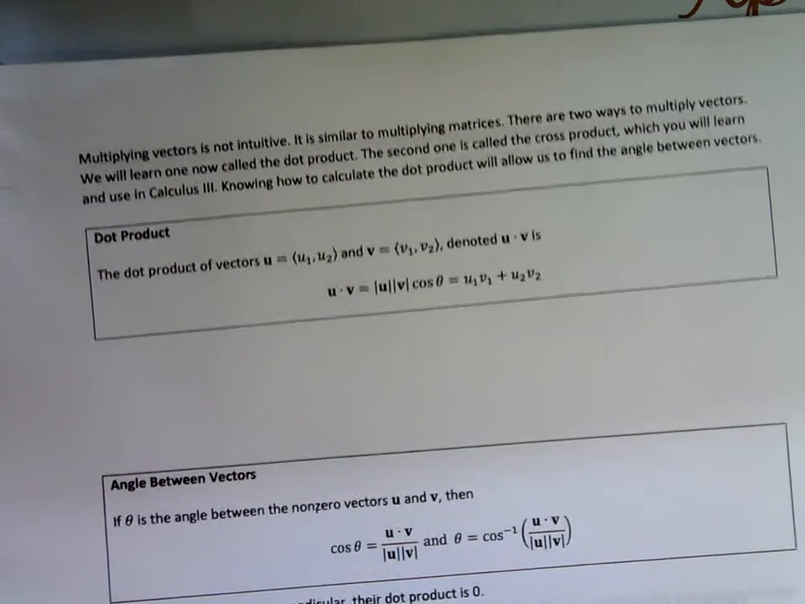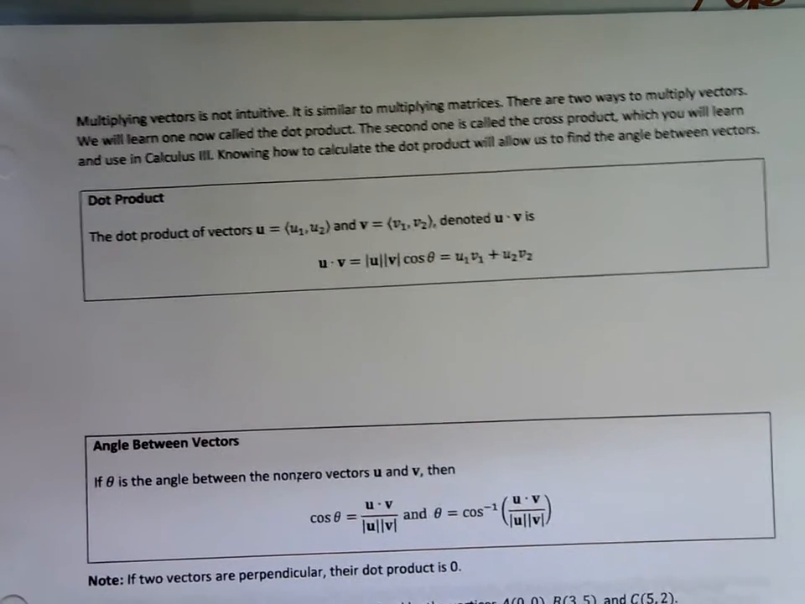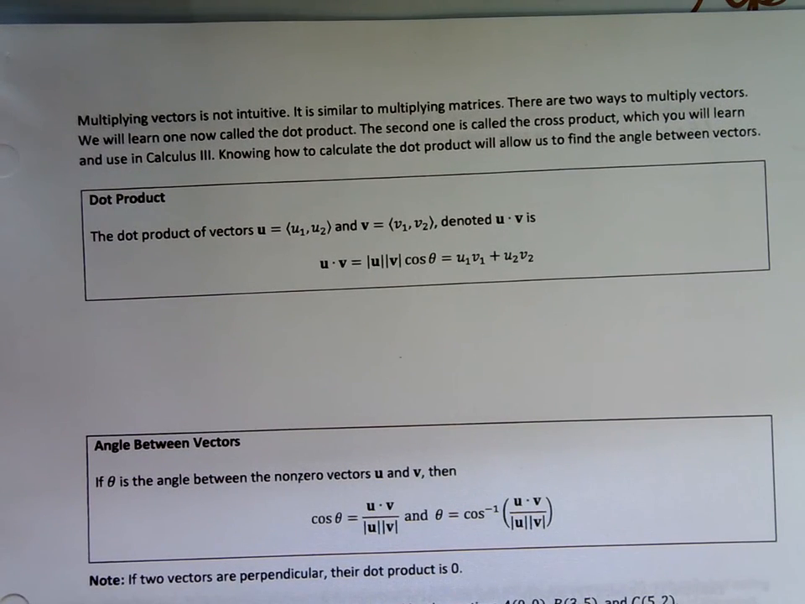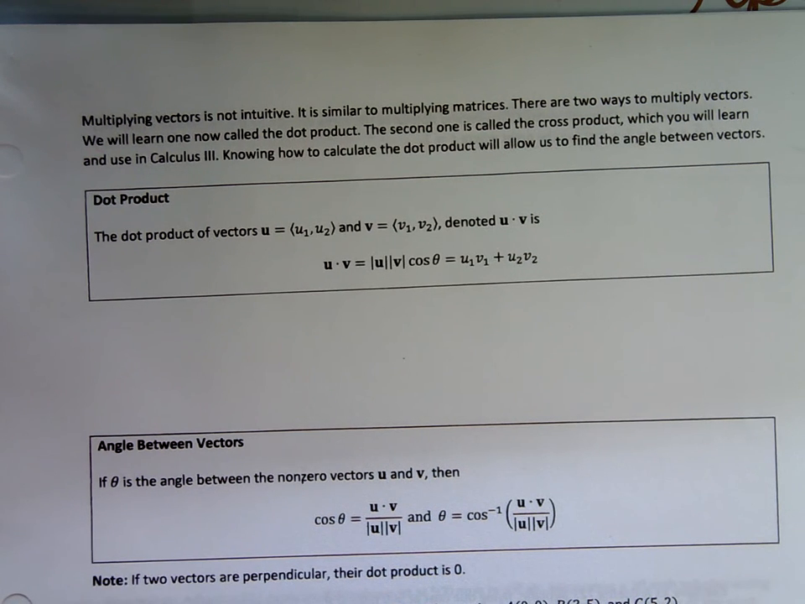Multiplying vectors is not intuitive. It's similar to multiplying matrices. There's two ways to multiply vectors. We're learning one way called the dot product. That's what we're going to be doing. The second one's called the cross product, but that doesn't come into use until Calc 3, so you don't need to worry about that yet. So we're just going to do the dot product, and here's the rule.